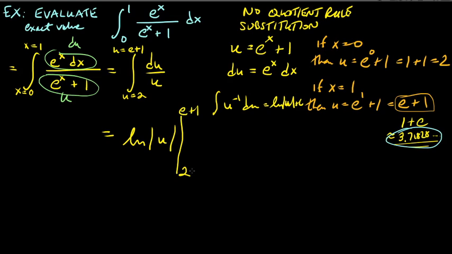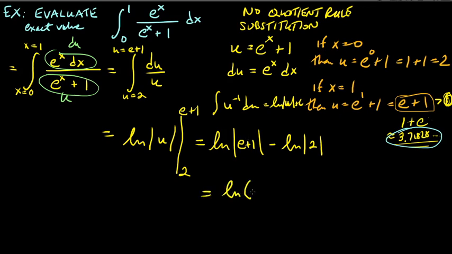So, yep, this is just the fundamental theorem of calculus. You have the natural log of the absolute value of the top minus the bottom. We know that 2 is positive, obviously, and e plus 1 is also positive. Obviously, it's bigger than 1, but it's also bigger than 0. So we don't need absolute value here. We can just write it as the natural log of e plus 1 minus the natural log of 2.